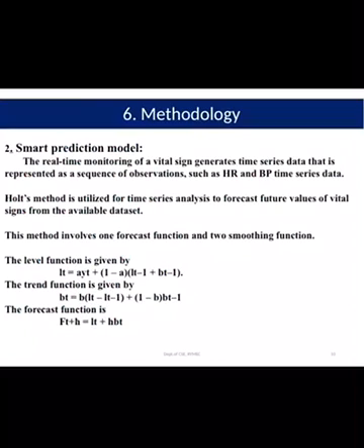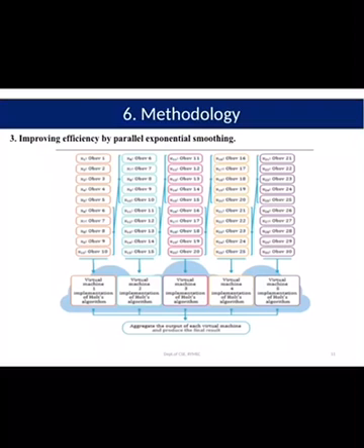And at last, let's discuss improving efficiency by parallel exponential smoothing. The figure shown in the slide illustrates the structure of parallel computations for a set consisting of 30 observations among 5 virtual machines on Google Cloud Platform using the Hadoop MapReduce model in order to increase the computational speed and efficiency.